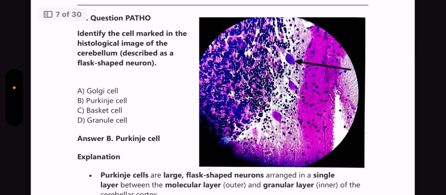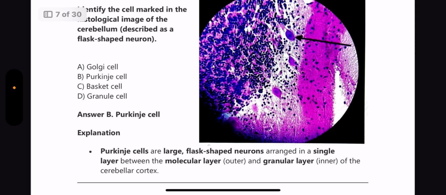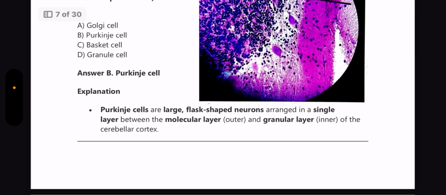Next is a question from Patho. Identify the cell marked in the histological image of the cerebellum. Answer is Purkinje cell. They are large flask-shaped neurons arranged in a single layer between the molecular layer (outer) and the granular layer (inner) of the cerebellar cortex.